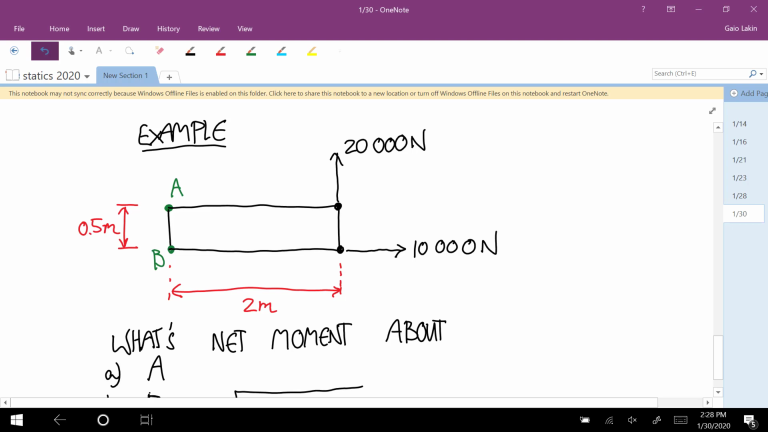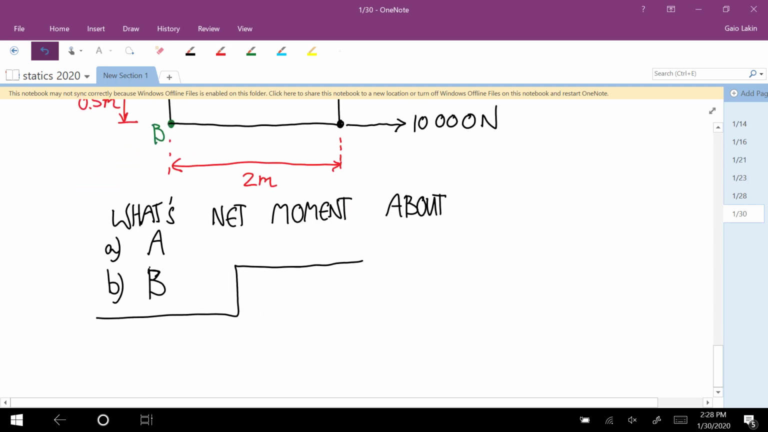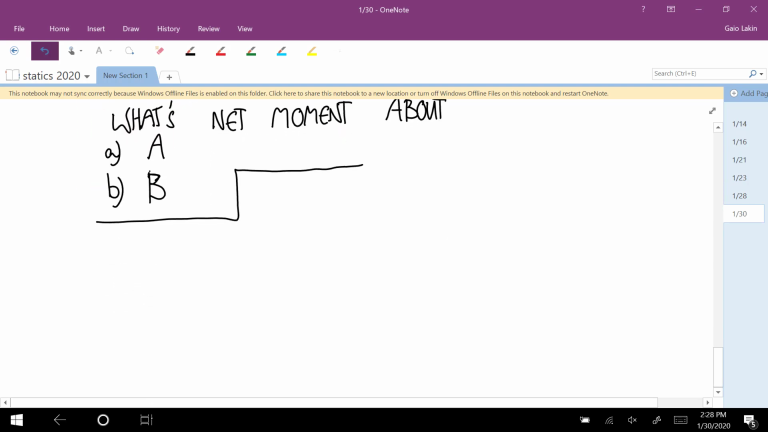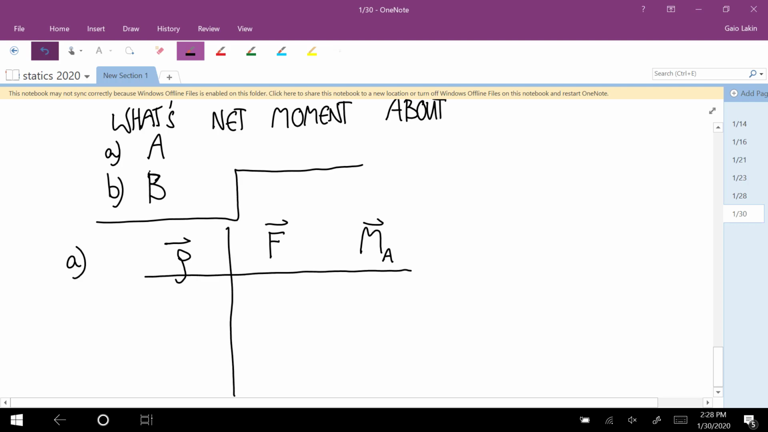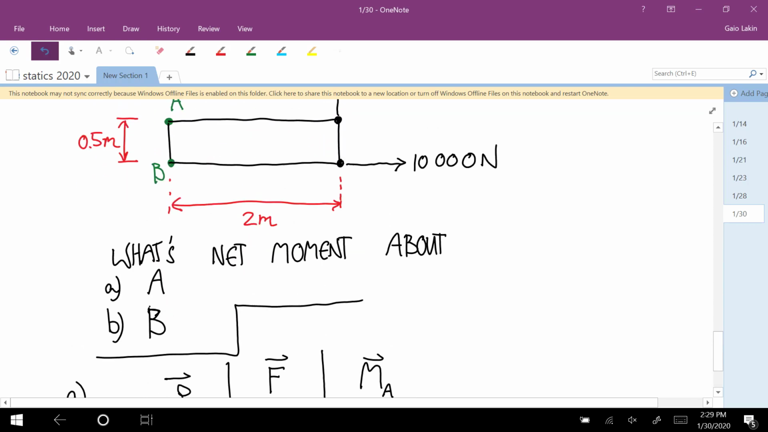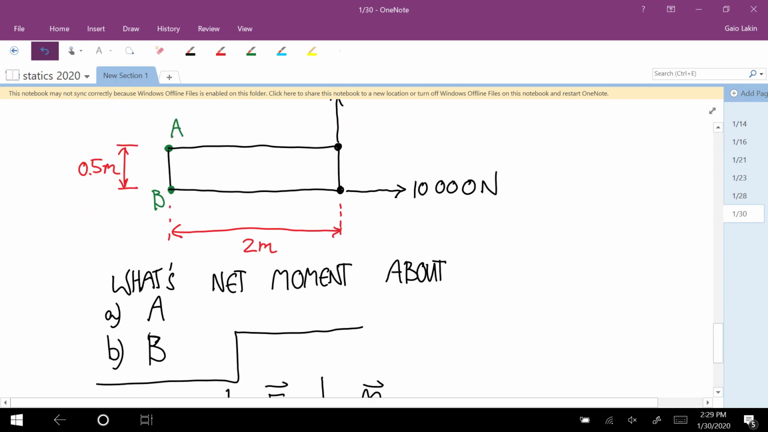Okay, so before you calculate moments, you should draw a free body diagram, but this is already a free body diagram. All we have is forces. So I'm going to go straight to, remember I said that I think it's a good idea for bookkeeping to write out a table for each rigid body you do. So we'll have a column for the row vectors. This is part A. A column for the force vectors, and then a column for the moments. And then we'll have two rows, one for the 20,000 Newton force and one for the 10,000.